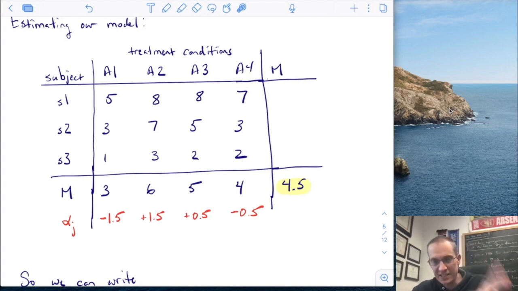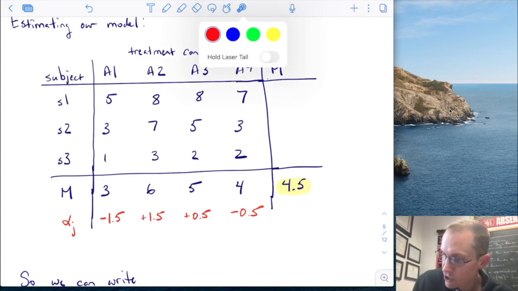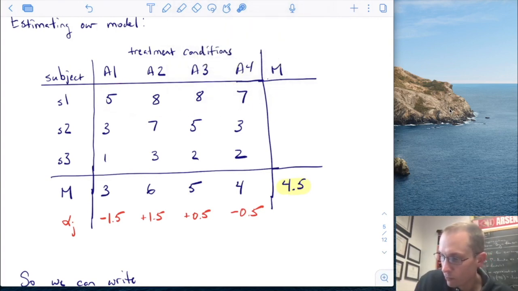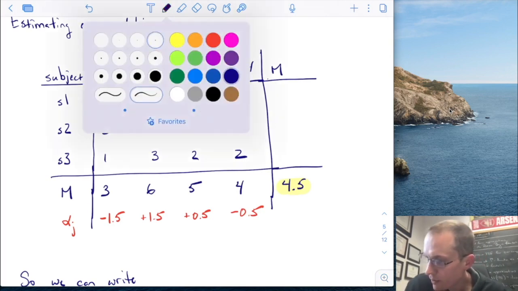What about the participant or subject effects? Well, we do those the same way. We're going to find the marginal means, and then we'll find the subject level effects from those marginal means. So let's do the marginal means first. Marginal mean, remember, we take the mean of this row, and we'll write it here. So let's do that, and we'll do that in blue.